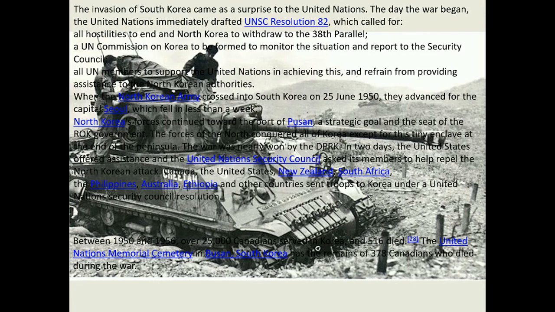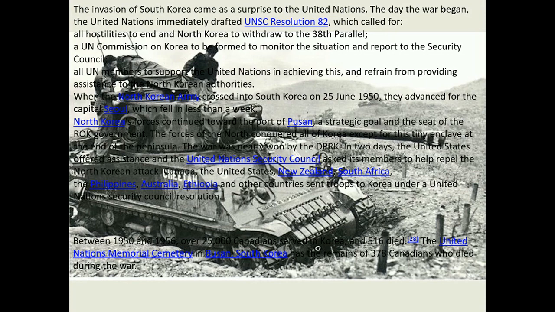When the North Korean army crossed into South Korea on the 25th of June 1950, they advanced on the capital of Seoul, which fell in about 3 days. North Korea's forces continued right toward the port of Busan, a strategic goal and the seat of the ROK government, taking most of the peninsula with them. The forces of the North conquered all of Korea, except for this tiny enclave at the end of the peninsula. The war was nearly won by the DPRK.